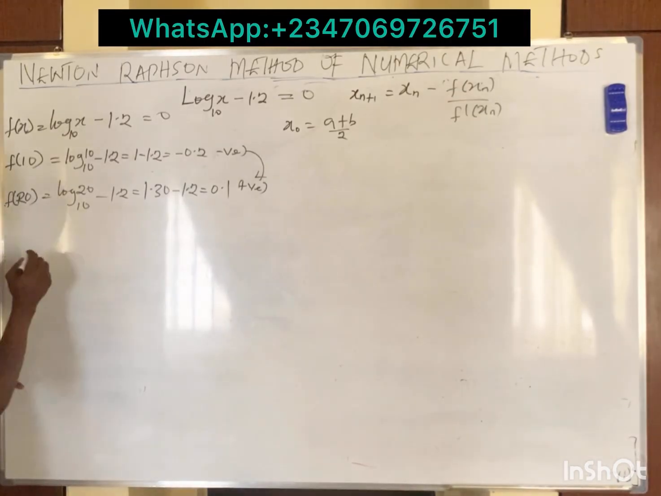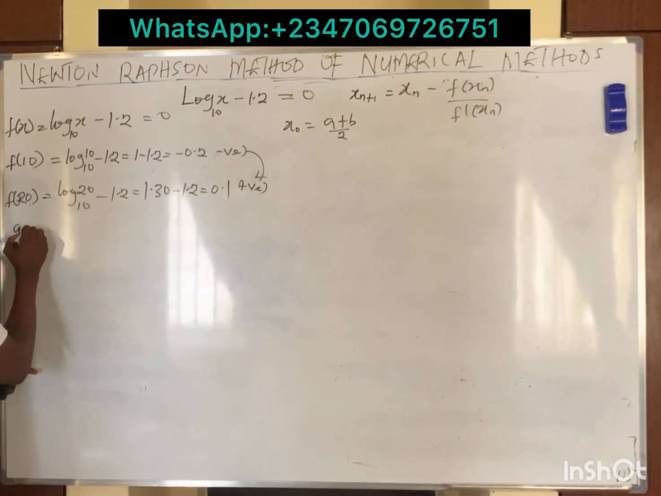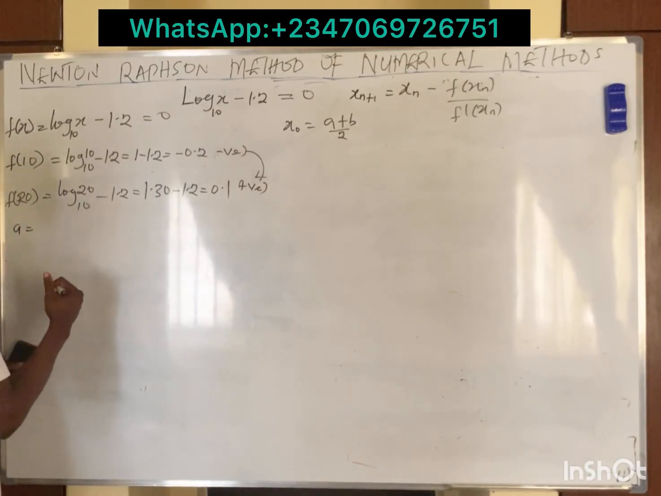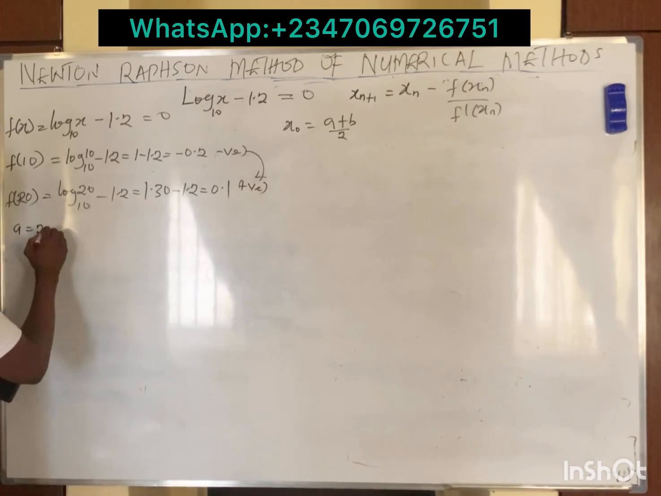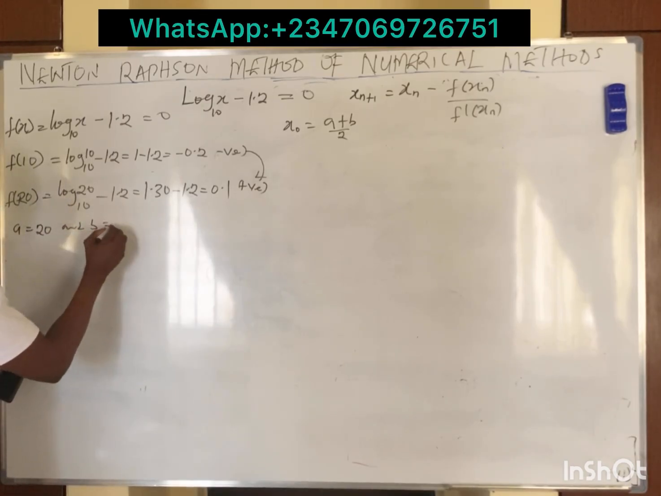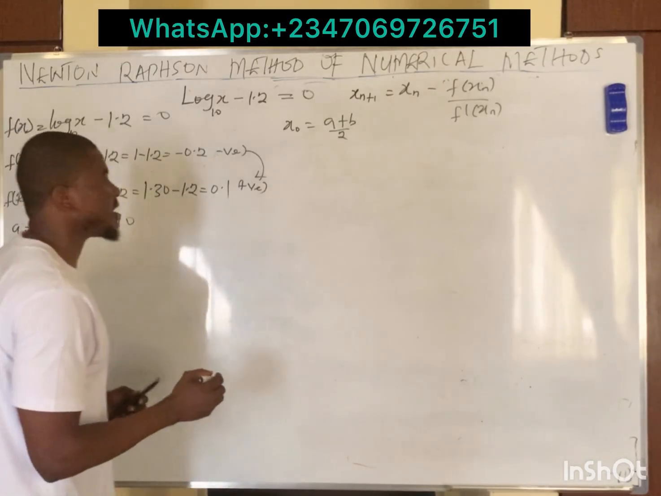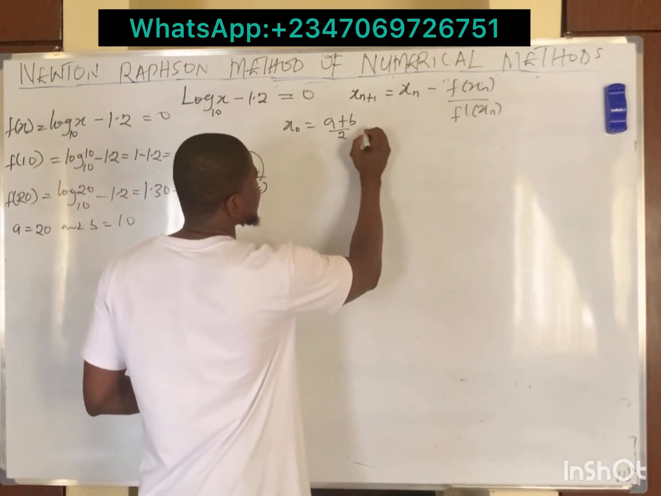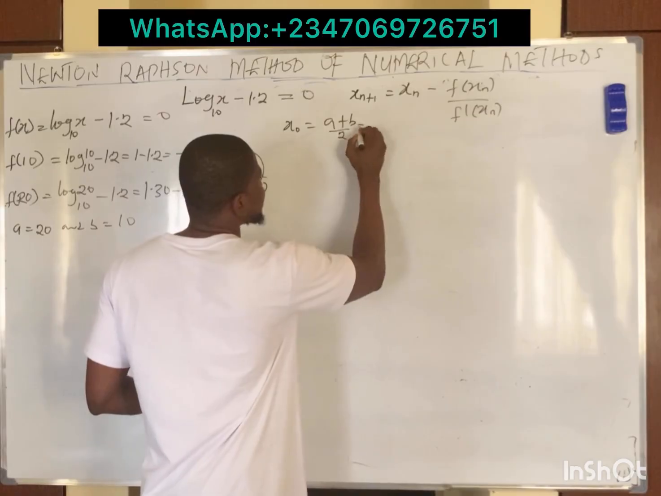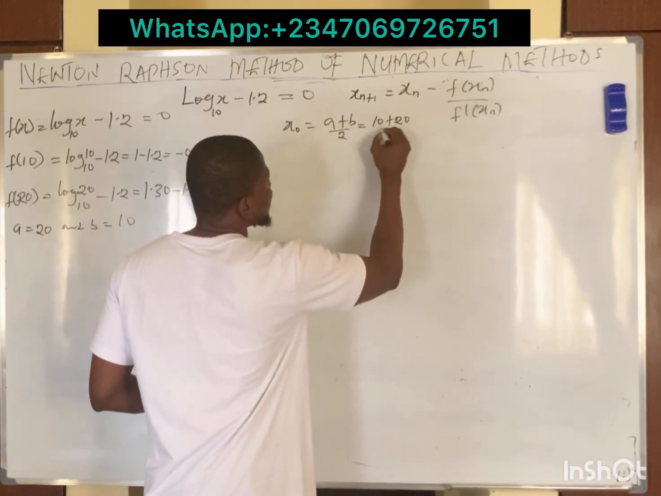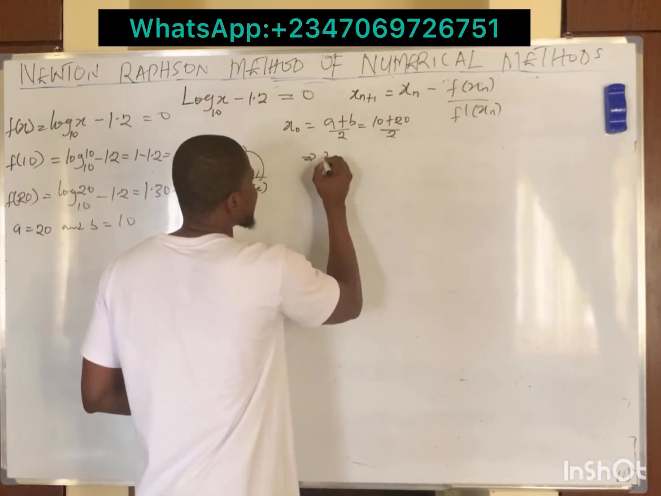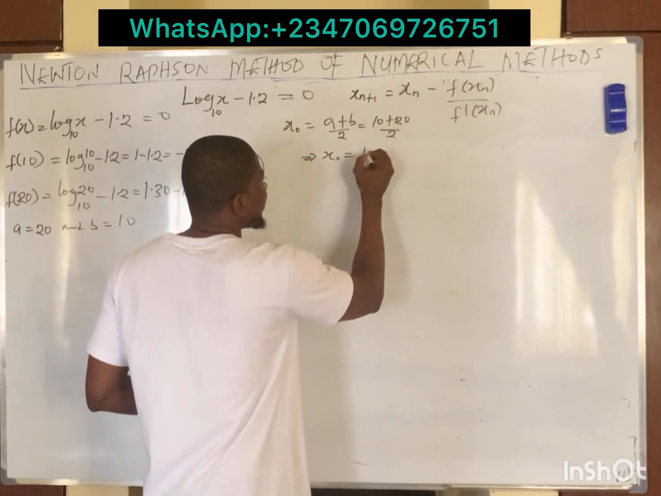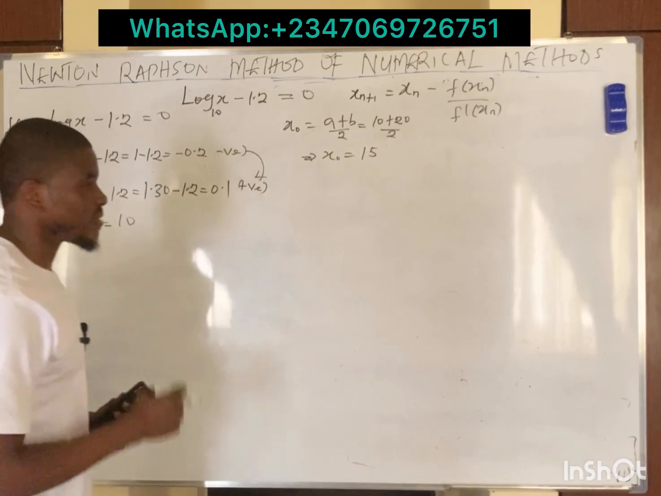So this simply implies that my a is the value that causes the function to be positive, and that is 20, and my b is simply 10. Therefore, I can find my initial guess. x naught is equal to 10 plus 20 divided by 2, which implies that our initial guess x naught is 15.